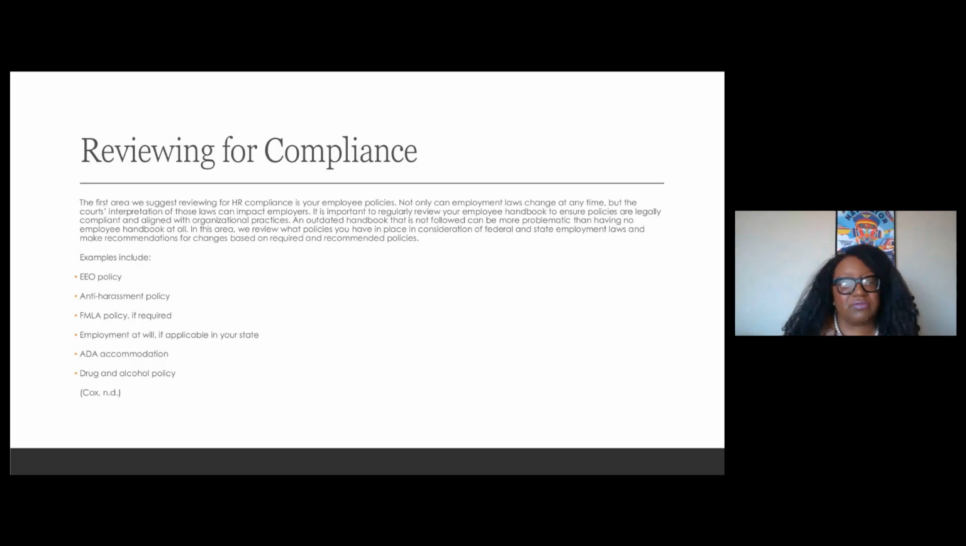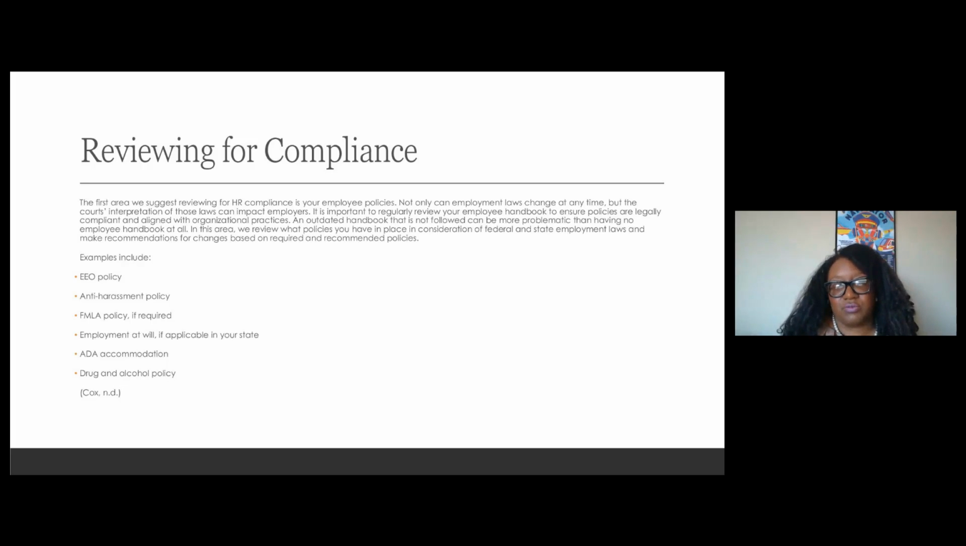FMLA policy, if required. Employment at will, if applicable in your state, you do need to let folks know if that is the case, if you're hiring for something. Not everyone understands the at will, but at will means that you're allowed to fire when you want to, depending on what states you're in. If you're in the South, more than likely you don't have to worry about this piece.